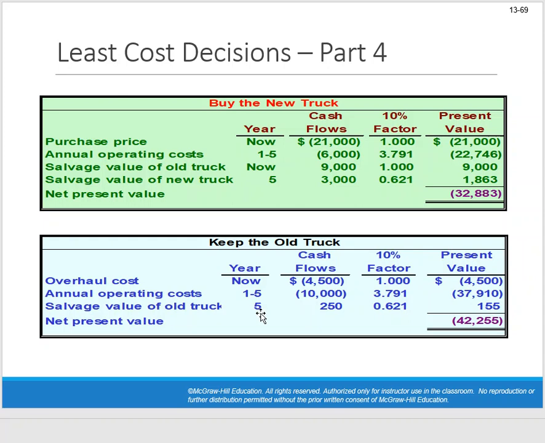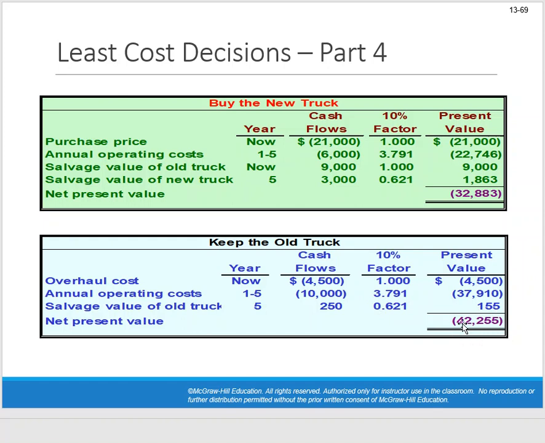Our annual operating cost, we're taking $10,000 a year. We treat it as an annuity for 5 years. So our factor is 3.791. So that costs $37,910 in today's dollars. And then the salvage value at the end of year 5, we take the $250 times 0.621 factor, $155. So we add all that up and we get an NPV of negative $42,255.